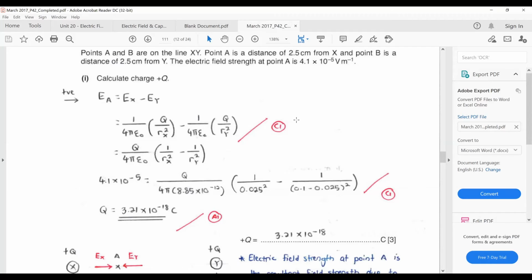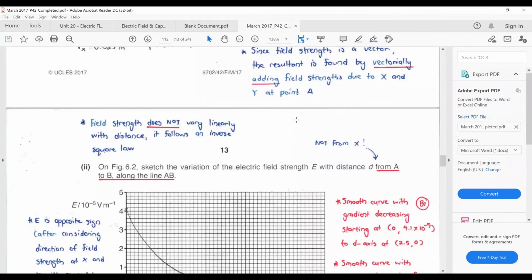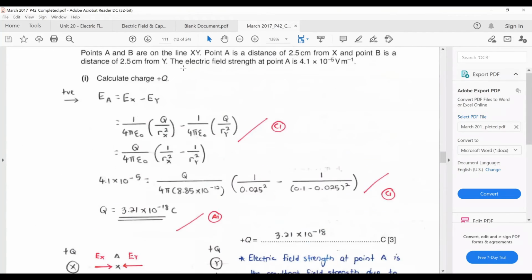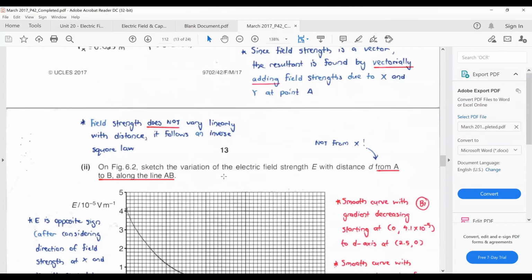And you get your answer. And this one should be okay. Alright, so I assume this one you guys are okay already. Then I'll move on to the next one.